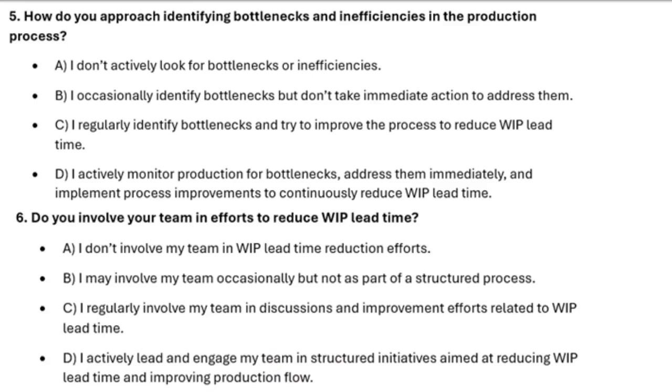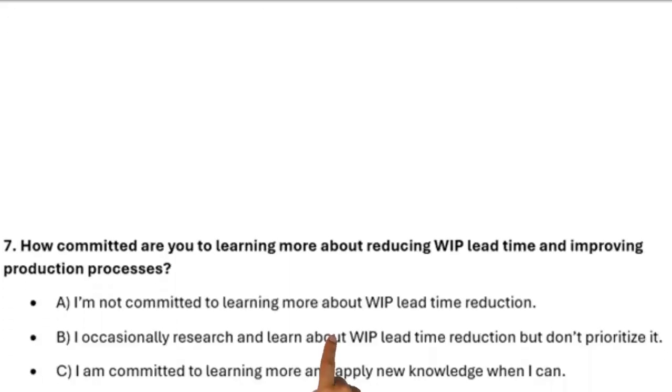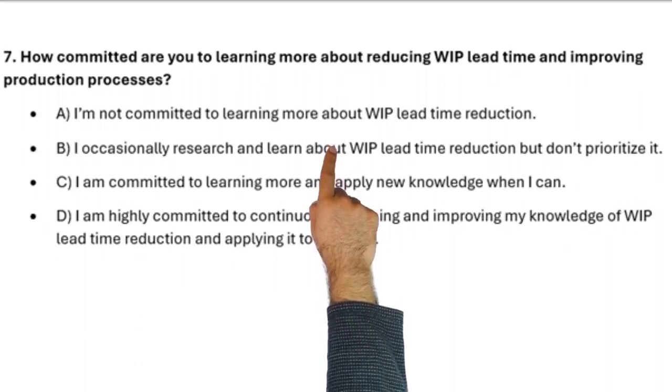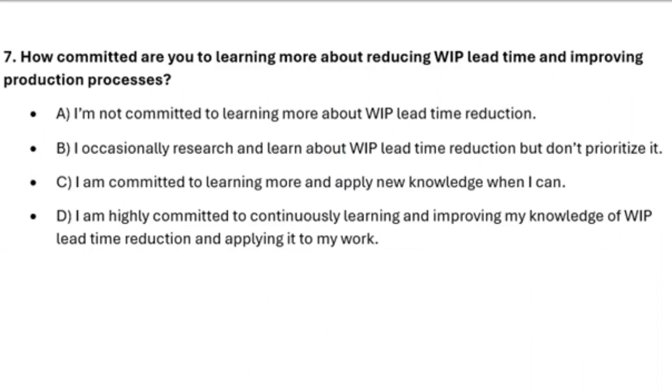6. Do you involve your team in efforts to reduce WIP lead time? A. I don't involve my team in WIP lead time reduction efforts. B. I may involve my team occasionally but not as part of a structured process. C. I regularly involve my team in discussions and improvement efforts related to WIP lead time. D. I actively lead and engage my team in structured initiatives aimed at reducing WIP lead time and improving production flow.